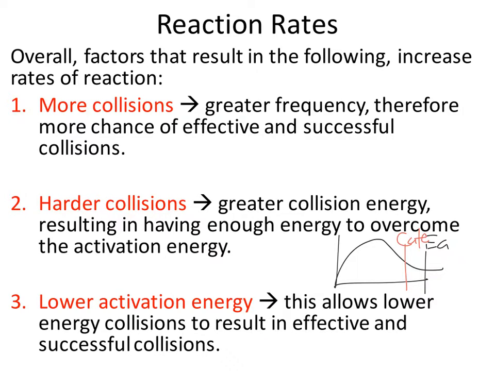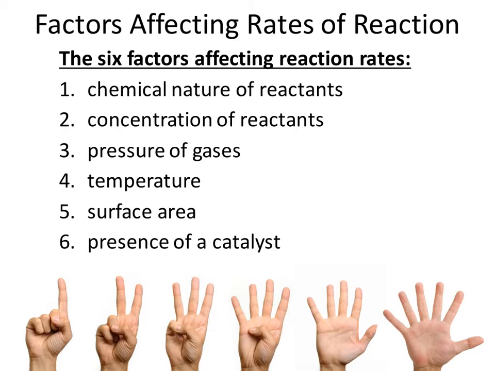In the first example, only these molecules were able to overcome the activation energy. If we lower the activation energy somehow, all of these molecules will now be able to overcome it. So, we have 6 factors that affect the rates of the reaction: chemical nature, concentration, the pressure of the gases, which is related to the volume, the temperature, the surface area, and the presence of a catalyst.